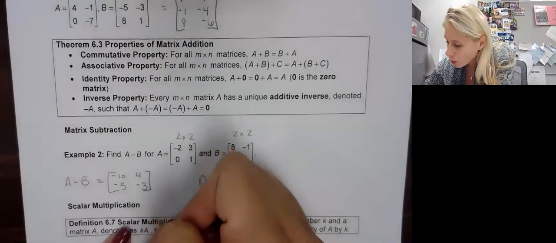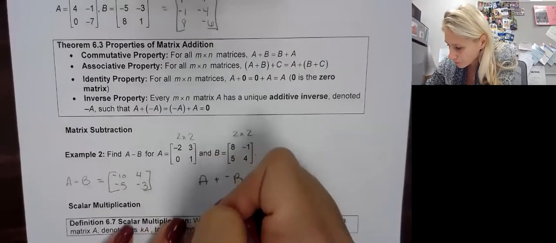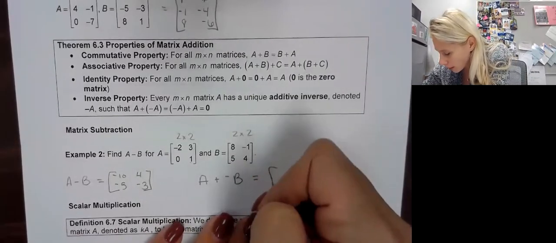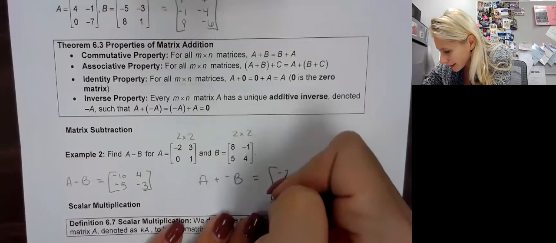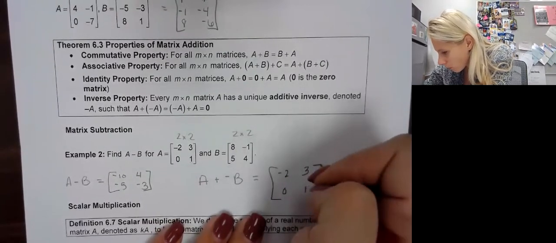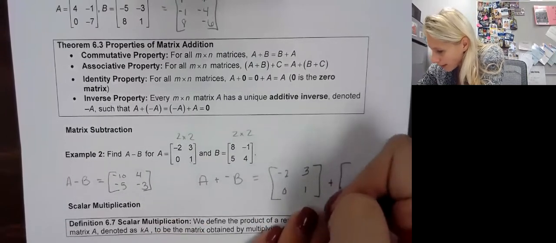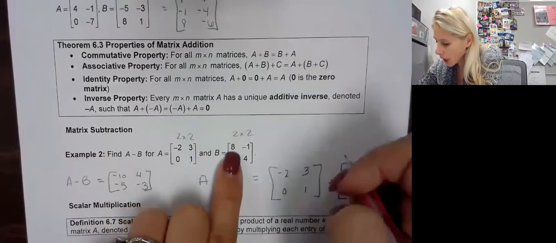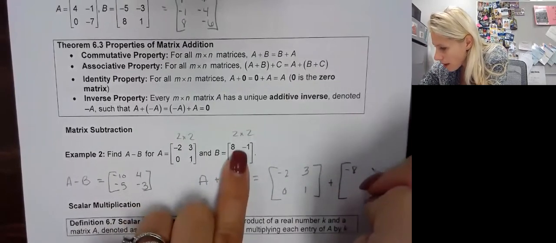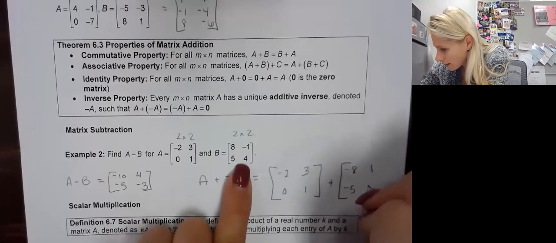which is A plus -B. All right, so what is that exactly? So I'm going to show you in the matrices. So my A stays the same, and what I'm going to do is add a -B. -B means I multiply each entry by -1. So this would be -8, +1, -5, and -4.